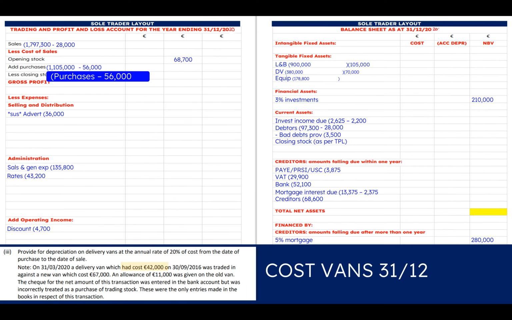Okay, so the cost of vans. The old van cost 42, so we've gotten rid of that, so we'll have to minus that. And then the new van cost 67, so we're going to add that. So up in the balance sheet, the first bracket here is my cost. So I will say from my 380 that I had in the trial balance, 380 minus 42 plus 67, and that is €405,000 is the cost there. So that's the second thing done.